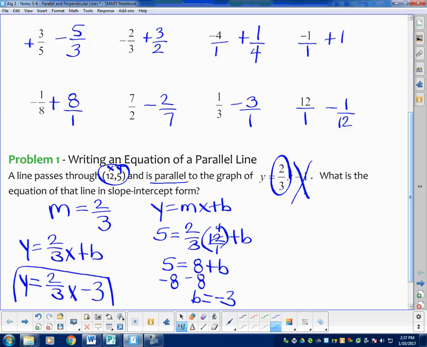Okay, this is the next skill test that you guys will take on Thursday. Being able to write the equation.